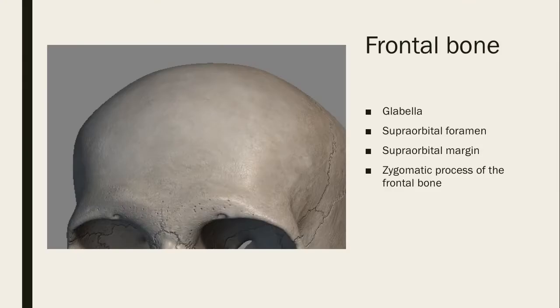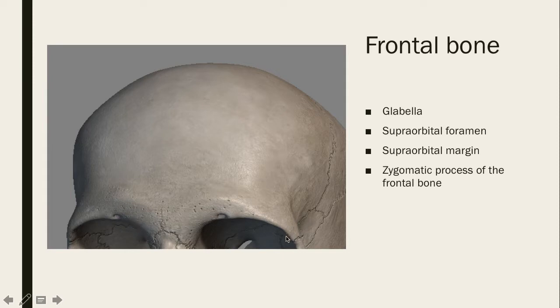The frontal bone, again, only has 4 terms you need to know. The glabella right here between the eyebrows, the supraorbital foramen, supra meaning above, orbital of the eye, and foramen are just little holes, so supraorbital foramen. And then these ridges here, right where the eye sockets start, are called the supraorbital margin.